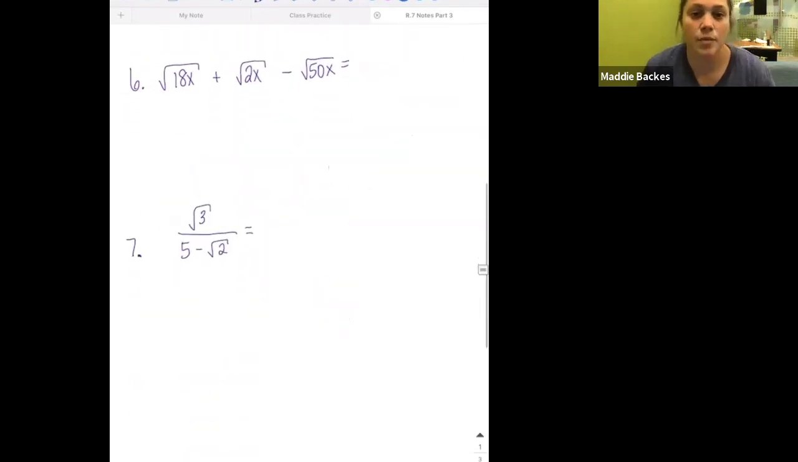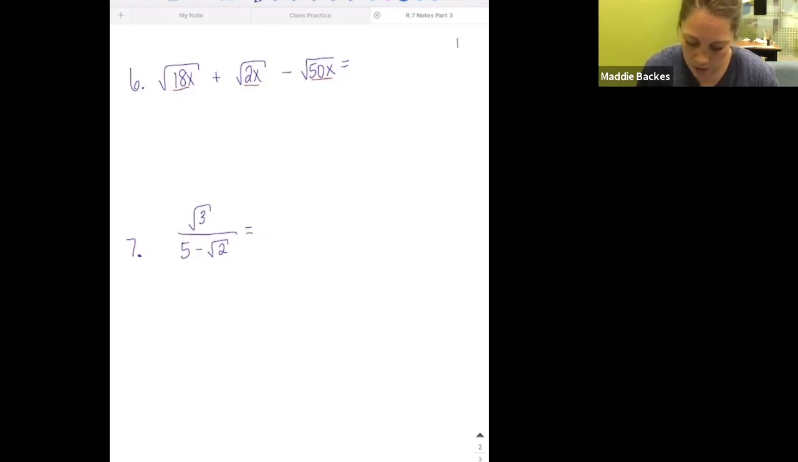Number 6, whenever we're adding or subtracting radicals, we first of all need to make the radicand, the inside of each radical, the same. So let's look at this as 3 different problems. Let's start with the square root of 18x. We can simplify the square root of 18x by finding the biggest perfect square that divides 18. Let's write those out again.